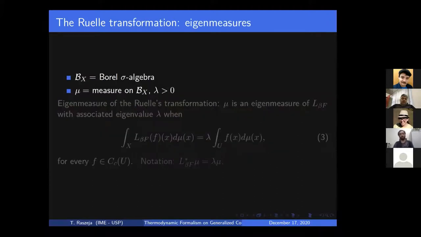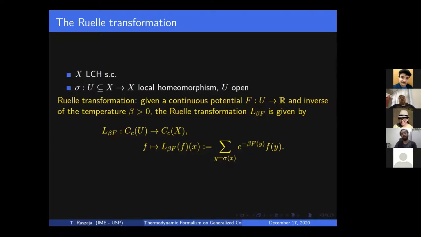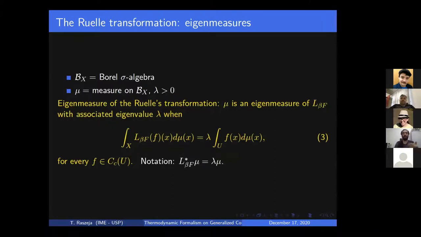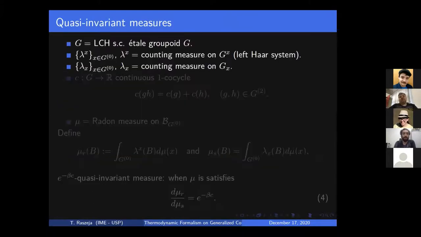So next, since we are talking about the Ruelle transformation, we are interested to talk about the eigenmeasures of this transformation. In this case, for the standard measure setting, an eigenmeasure is a Borel measure which satisfies this integral equation, and we will be using the same notation as in the analysis. And in order to introduce the remaining measures, which are the quasi-invariant measures, I have to talk briefly.